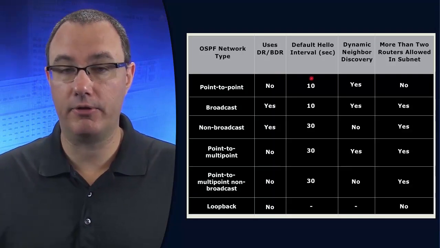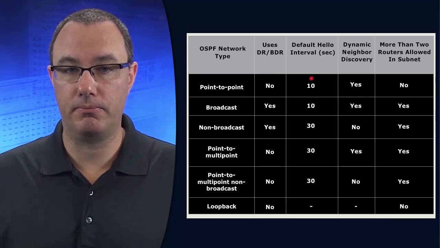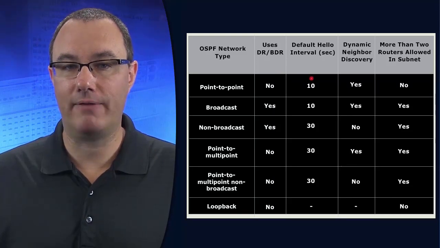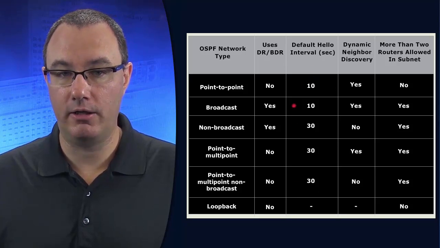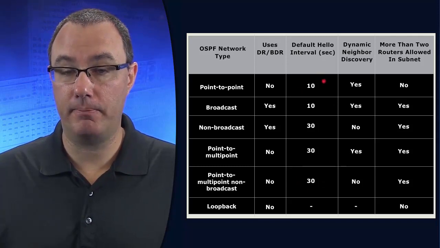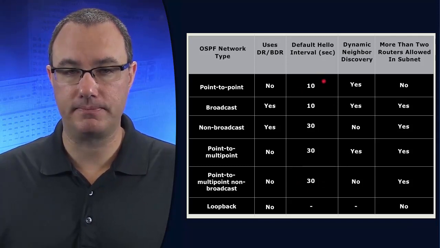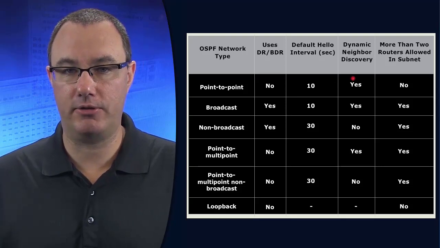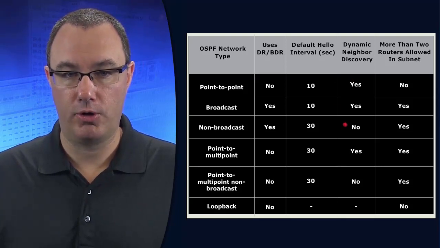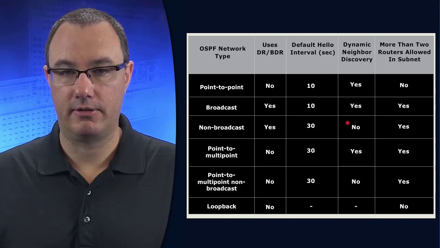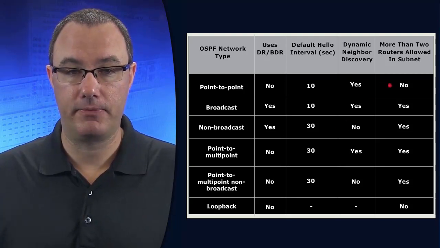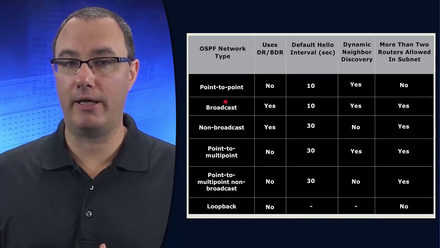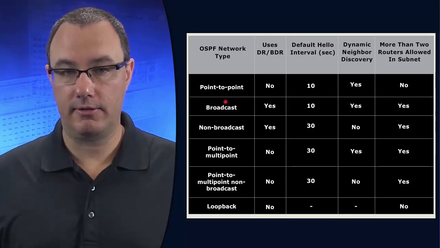We see the timer here that has to match. So it also makes sense that you would have to match the network types accordingly as well, because if you have a mismatch, that could mean a mismatch of your timers as well. Do you get dynamic neighbor discovery? No. Only one of these doesn't have it. On point-to-point, you can only have two routers in a subnet. That makes sense. On broadcast, the traditional way that we run, you can see the line items on this row.